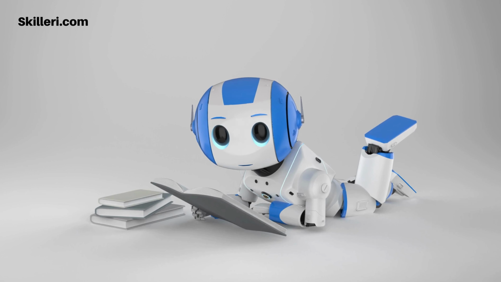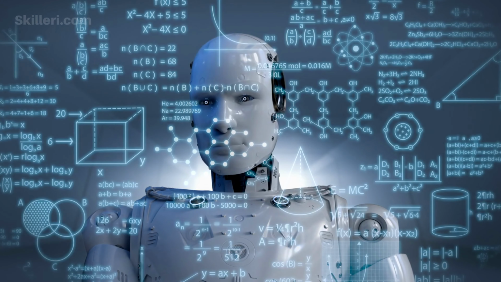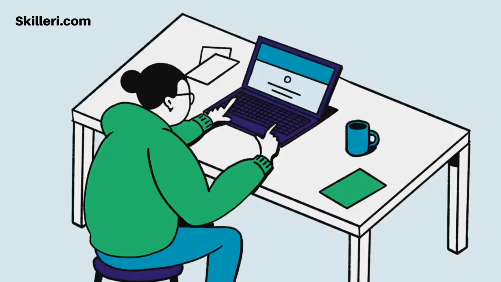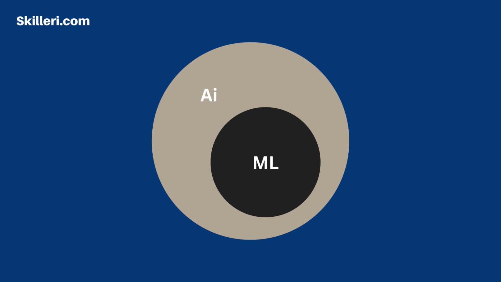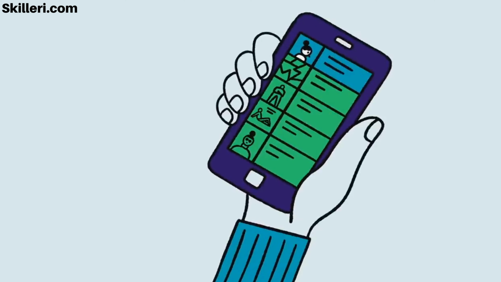Now, let's talk about machine learning. Machine learning is a way for computers to learn from data and improve their performance on a specific task without being explicitly programmed. It's a subset of AI. For example, you might use machine learning to build a program that can identify objects in a photo.